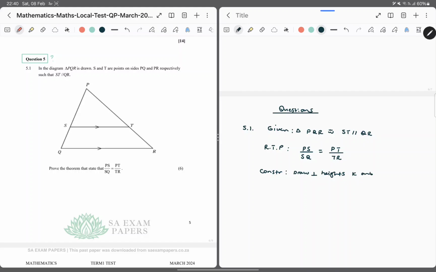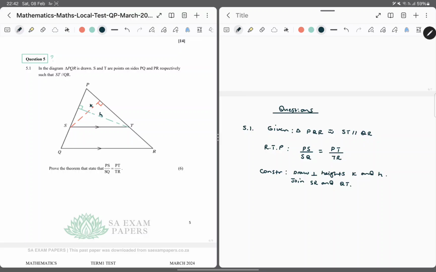K and H, okay? The next one, what do we do again? We join SR and QT. Those are the constructions. So those are the perpendicular heights that we want to write. So we can call this one H and we can call that one K.